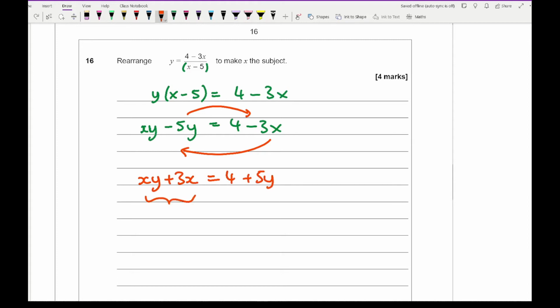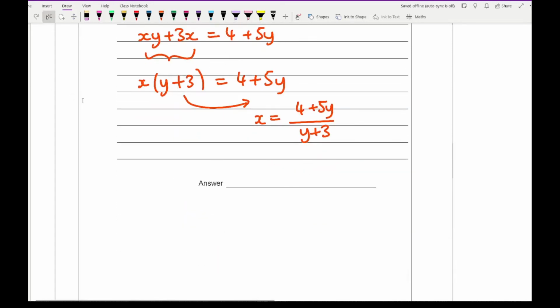I then want to factorize this because I want to try and get a single x, so I end up with this. And then once I've factorized it, I then want to take that bracket over to the side, so I end up with x equals 4 plus 5y all over y plus 3. And don't worry too much about the brackets, but that there is your final answer.